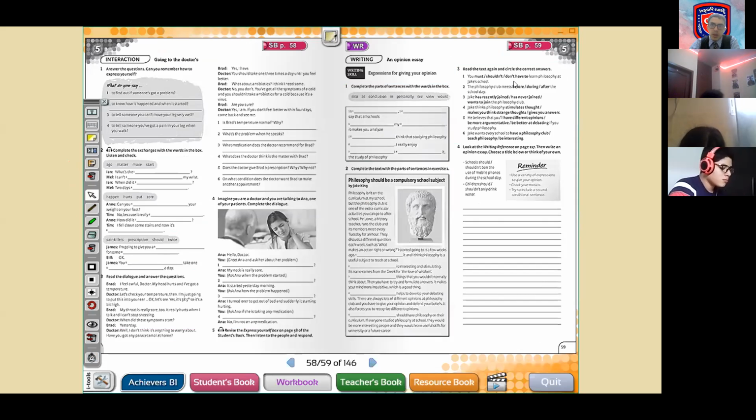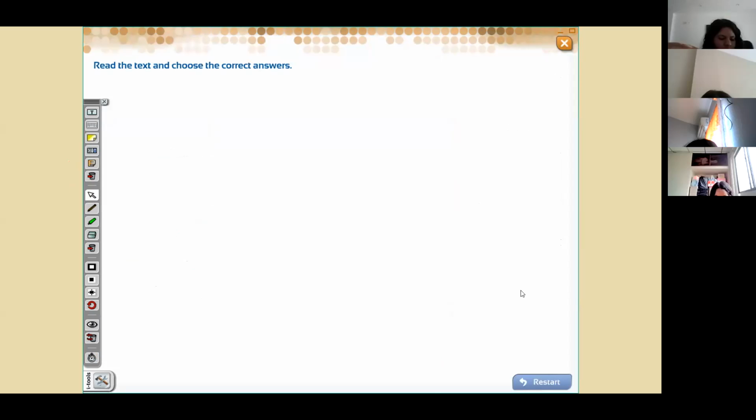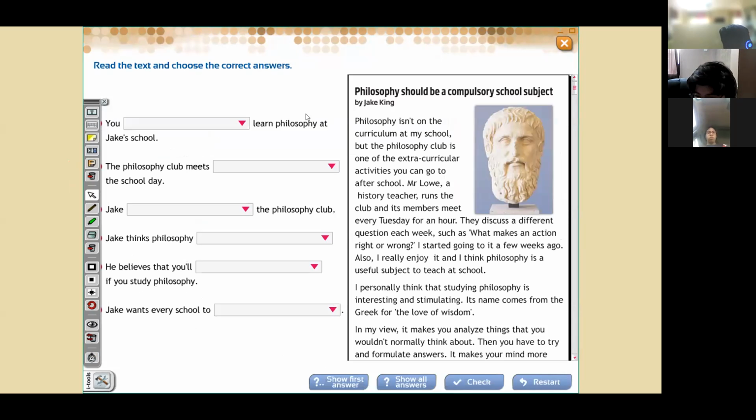Which is going to be here, number 3. As you can see in number 3, I'm going to ask now, this question is for Mr. Karian. Mr. Karian, what is the correct answer right there? You would say something like, you must learn philosophy at school, you shouldn't learn, or you don't have to learn philosophy at school. So your answer for that is?